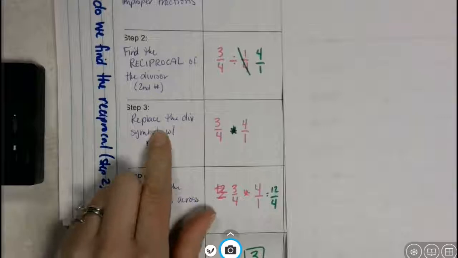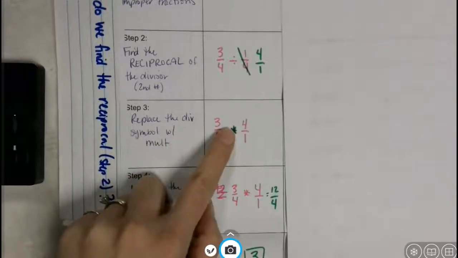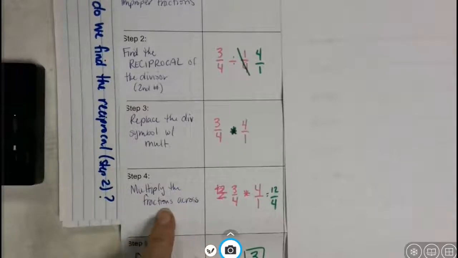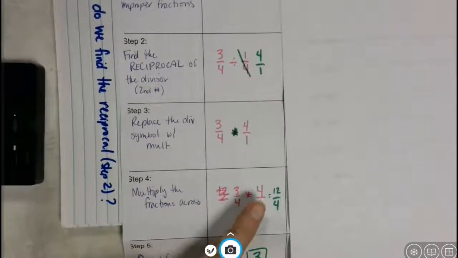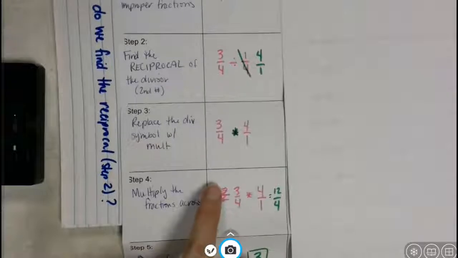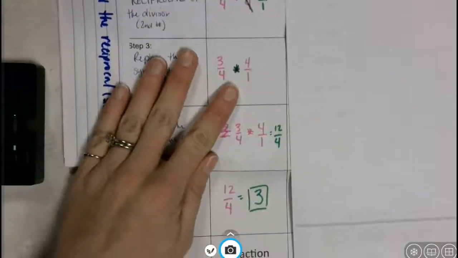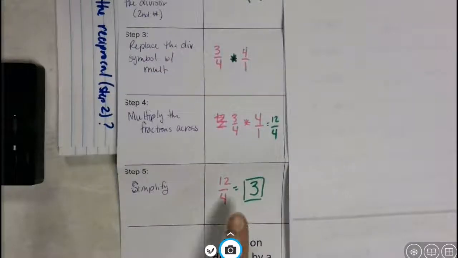So step 3 was I replaced the division symbol with multiplication. So now I'm not dividing anymore, I'm multiplying. So now step 4 is I go ahead and multiply my fractions across, just like I did with any other fractions. I multiply my numerator and I multiply my denominator. And then step number 5 is to simplify. Well, here I see 12 is divisible evenly by 4 to get a total of 3.